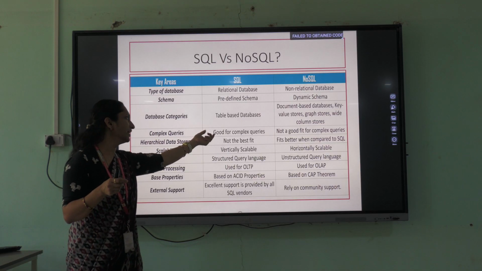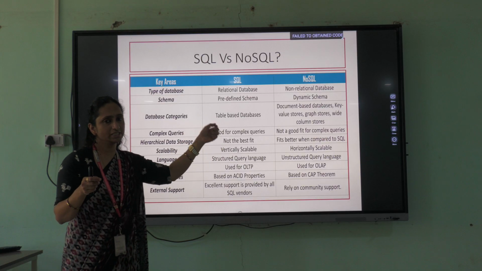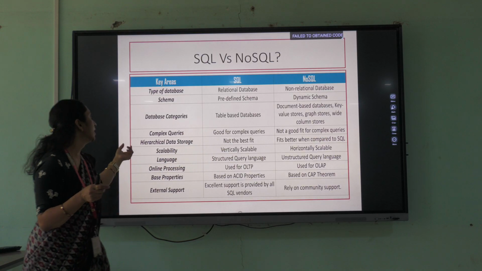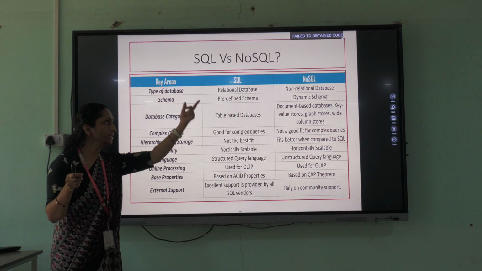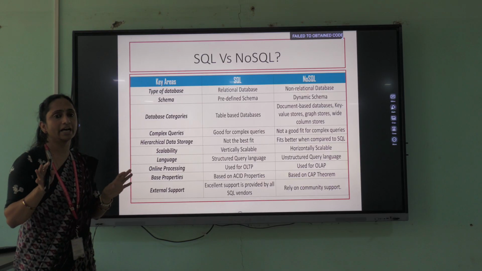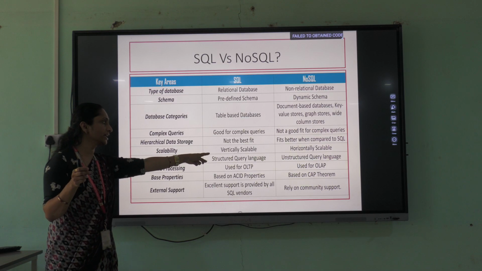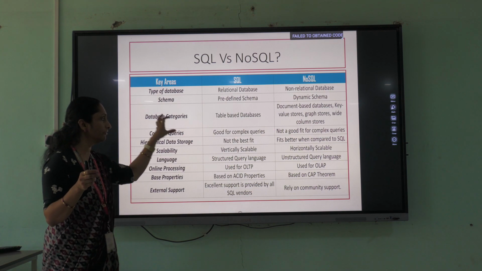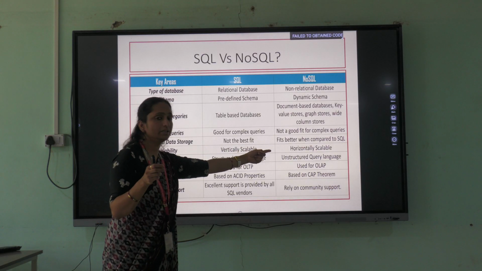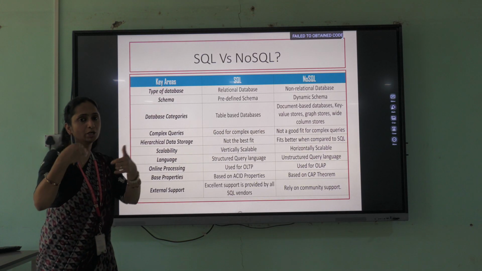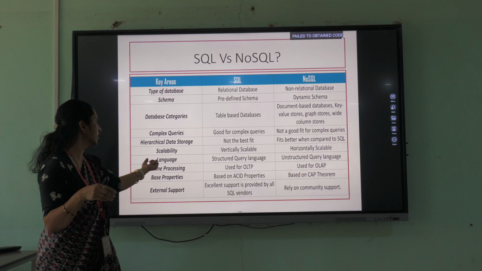Complex queries are processed well in SQL only. That is not handled properly in NoSQL. Hierarchical data storage is not the best fit in SQL, but NoSQL will take hierarchical queries easily. And scalability: with vertical scalability, we are increasing the capacity of one server. With horizontal scalability, we are increasing the number of servers. As per our request, we are including the servers.